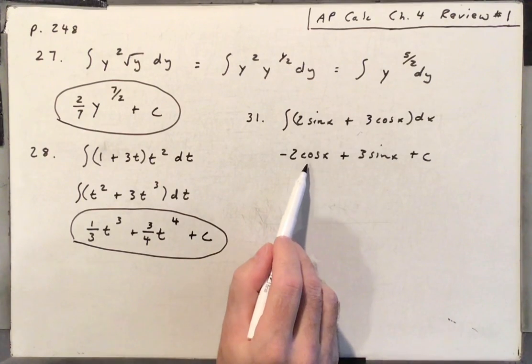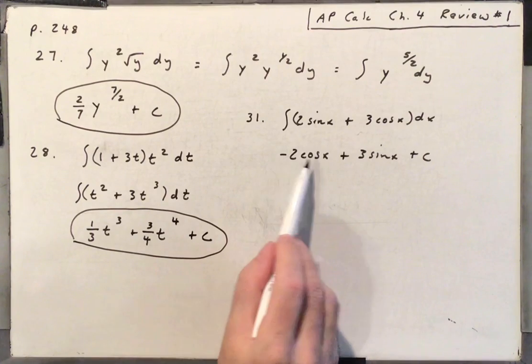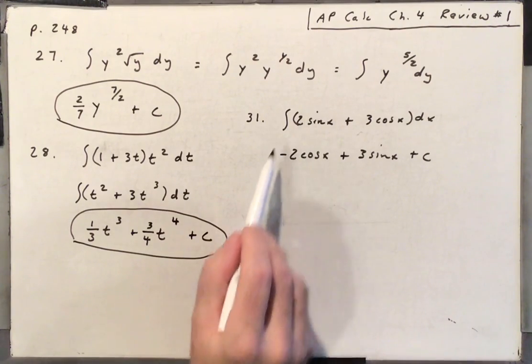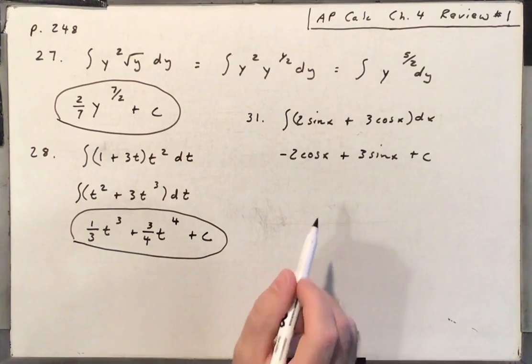So take the derivative. Derivative of cosine is minus sine, so negative 2 times negative sine would give you a positive 2. And then derivative of sine is cosine, so that would give you 3 cosine.